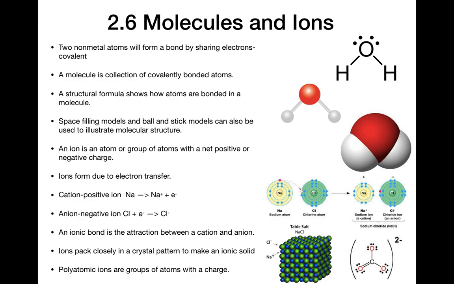Okay, so that's atoms. Now moving on to molecules and ions. Two nonmetal atoms, because they have similar pull for electrons, will actually end up sharing electrons. We see that in water. Water is made up of oxygen atoms and hydrogen atoms. Oxygen and hydrogen are both nonmetals, and they share a pair of electrons to make a single bond between the O and the H. And then the other H also shares with oxygen to make another single bond.